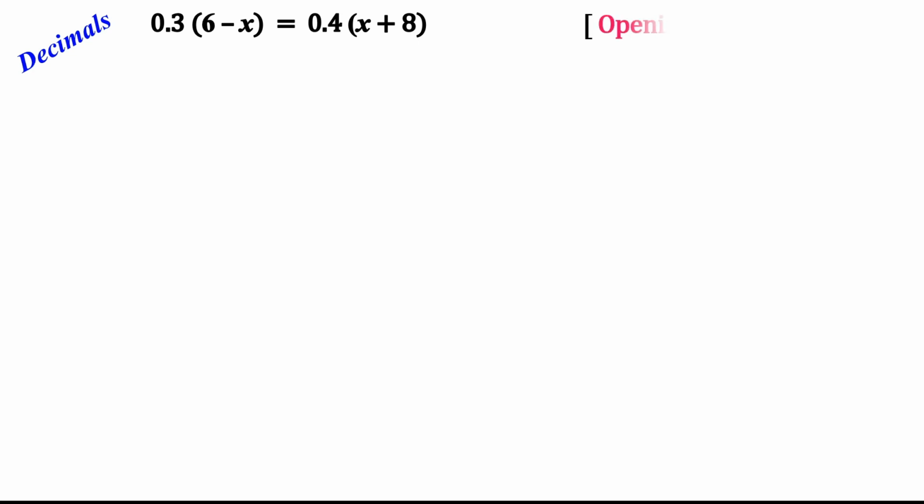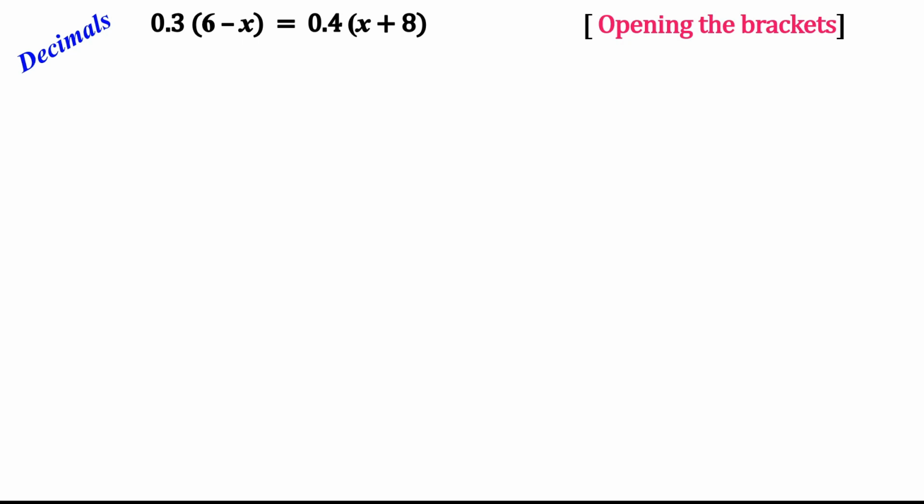Let's go forward. First, we'll open the brackets. We are taking it as it is. We are not changing the decimal into a fraction. So 0.3 outside the bracket, 6 minus x is inside the bracket. The same thing we have in the right hand side also. Inside the bracket we have x plus 8, and it is getting multiplied with 0.4.